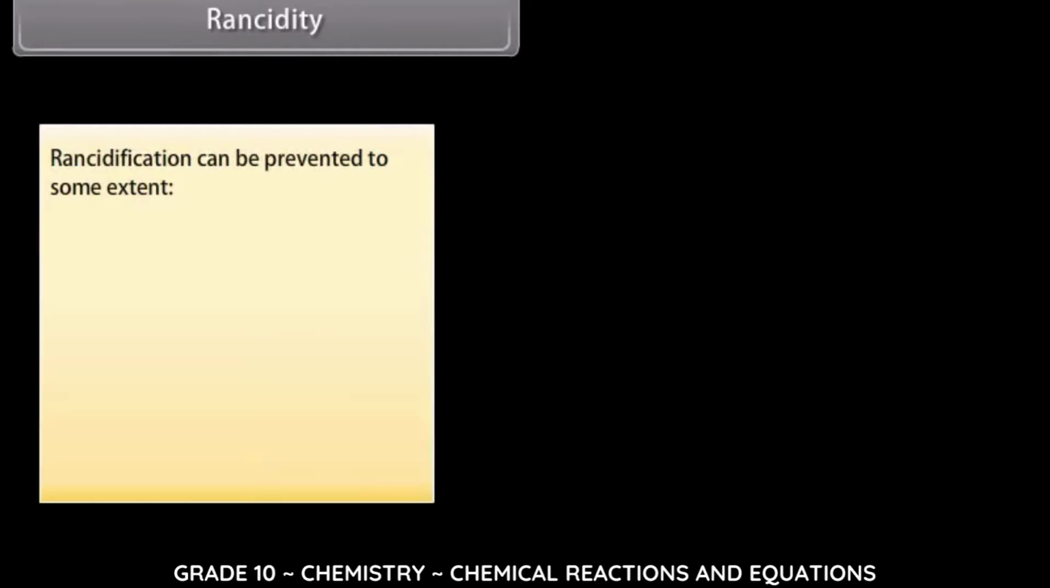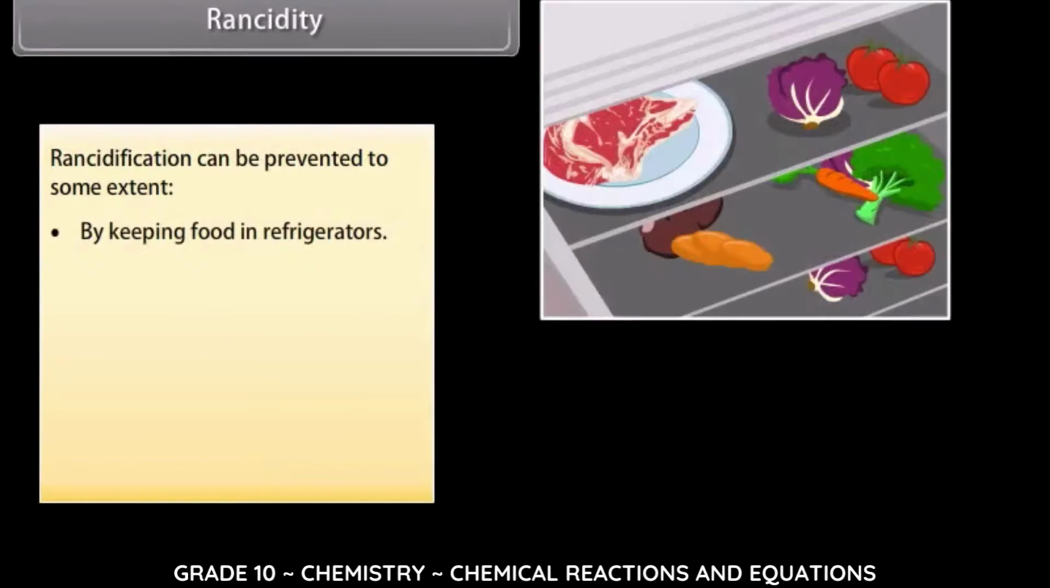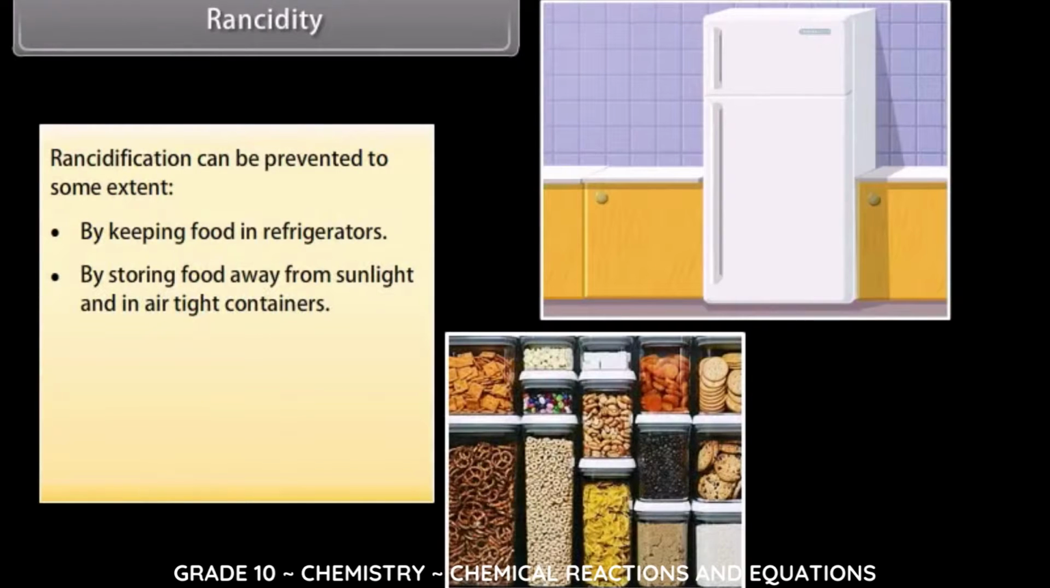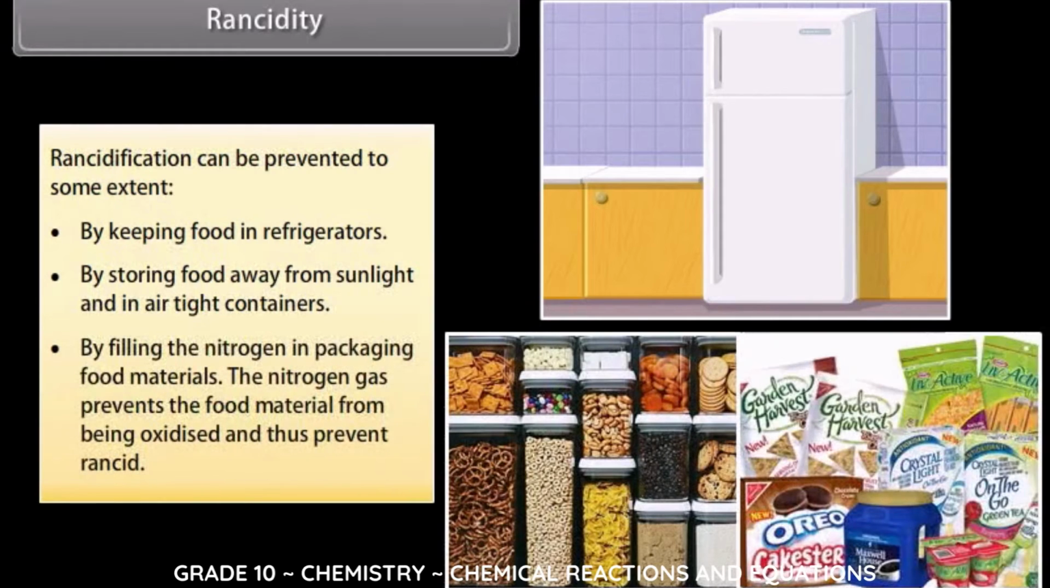Rancidification can be prevented to some extent by keeping food in refrigerators, by storing food away from sunlight and in airtight containers, by filling nitrogen in packaging food materials. The nitrogen gas prevents the food material from being oxidized and thus prevents rancidity.